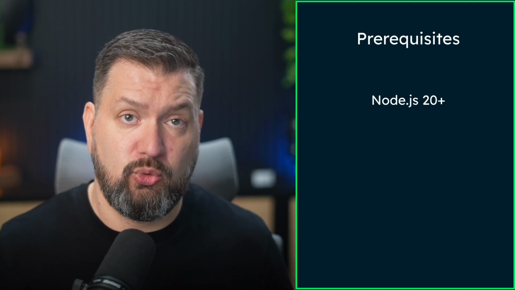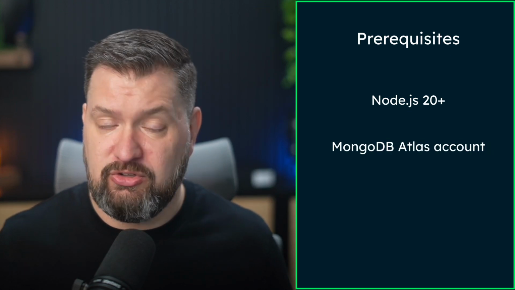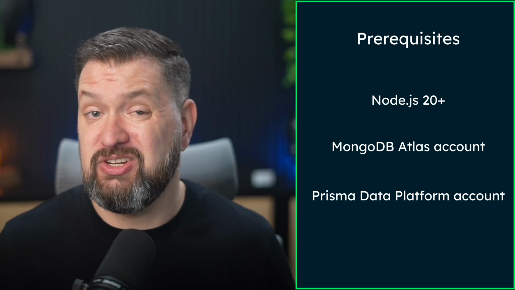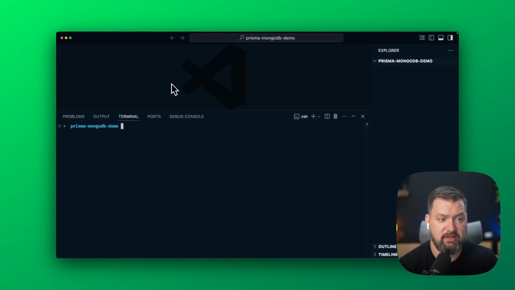Now, there are some prerequisites. You will need Node.js version 20+, a MongoDB Atlas account, which is completely free, and a Prisma Data Platform account for Prisma Accelerate, which again is completely free. So let's get started by setting up our project.